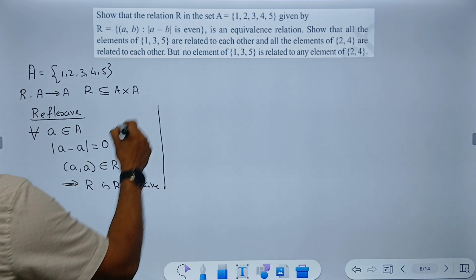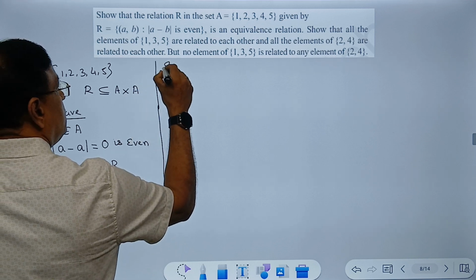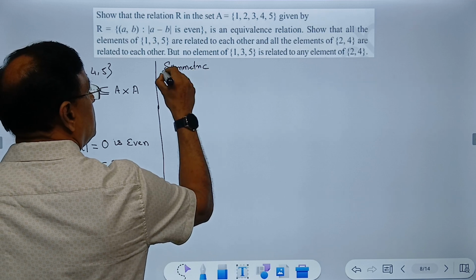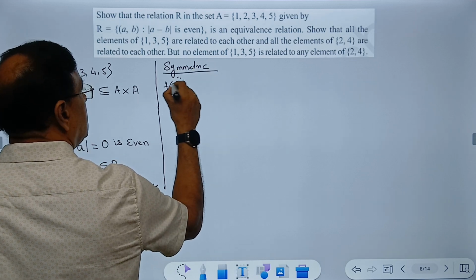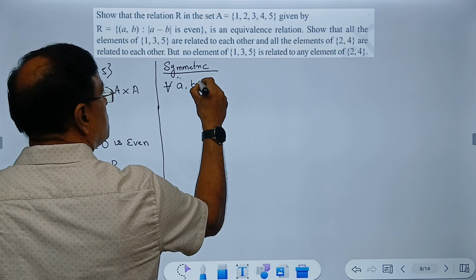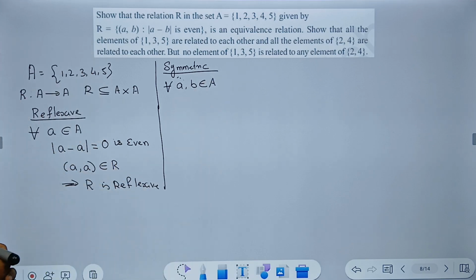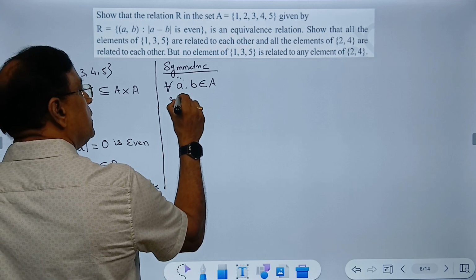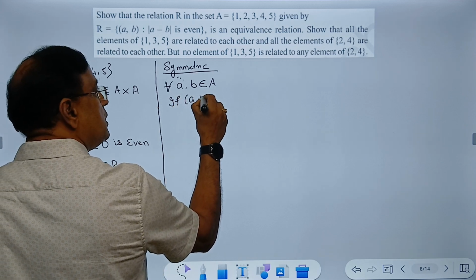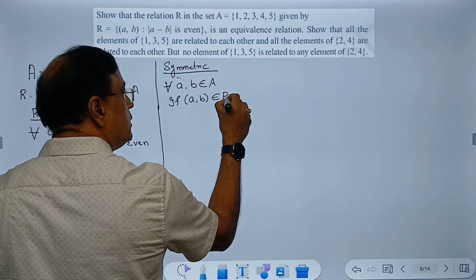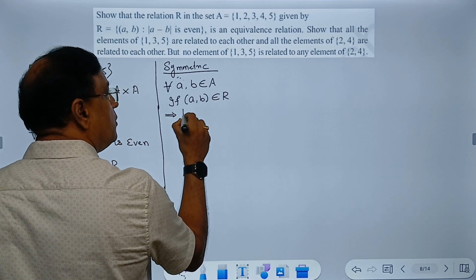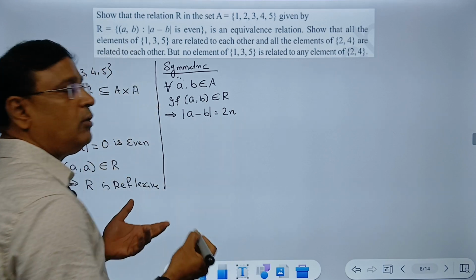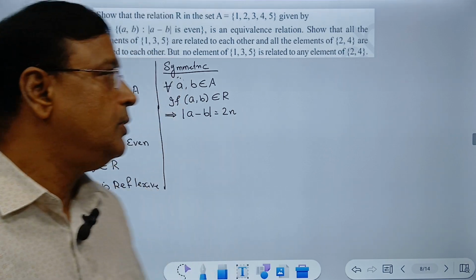Now what's the second part of the question? Symmetric. Now what is symmetric? For symmetric, I choose 2 elements. A comma B belongs to A. Now what is the initial condition? If this is true, A comma B belongs to R. That means, what do you know? Modulus of A minus B is an even number. So I call it 2n. It's a multiple of 2.